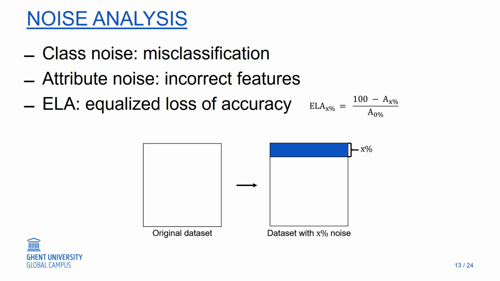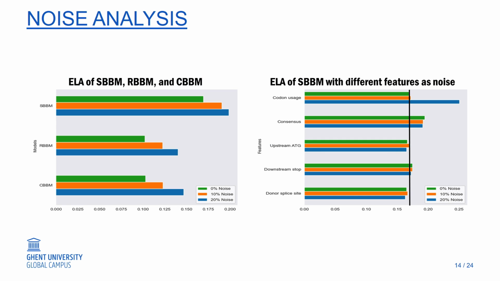For attribute noise, we consider the synthetic features as incorrect features. We made use of ELA, or equalized loss of accuracy, as the metric. Here, the lower the ELA value, the better the model behaves with the given noise. On the left graph, you can see that there is a high spike of ELA value for SBBM, regardless of the noise level. On the other hand, CBBM does not show that same spike. Instead, it has very similar ELA values as RBBM.